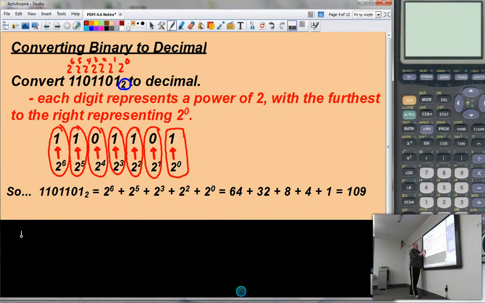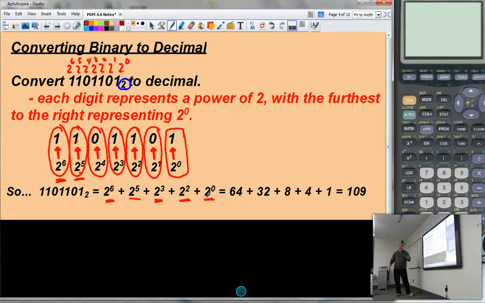So I have 1, 2 to the 6, which would be here. I have 1, 2 to the 5th. I have no 2 to the 4ths. So if you look down here, I don't have a 2 to the 4th anywhere. I have 1, 2 cubed. I have 1, 2 squared. I don't have a 2 to the first. And I have 1, 2 to the 0.